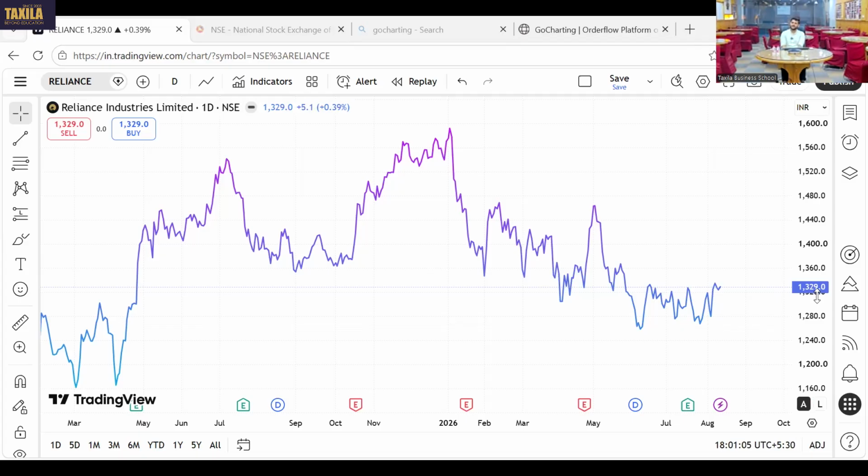1330. In just 10 days, Reliance is again 60 to 70 points up. This is how history repeats itself. Does history repeat itself in the same manner? No, not always in the same manner.